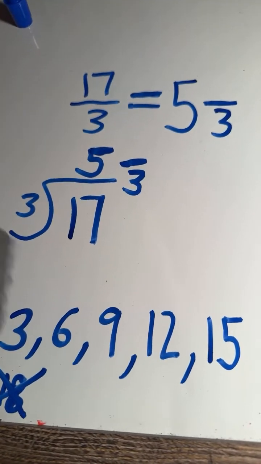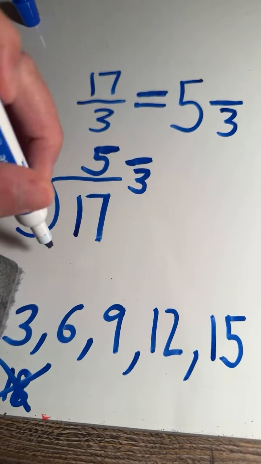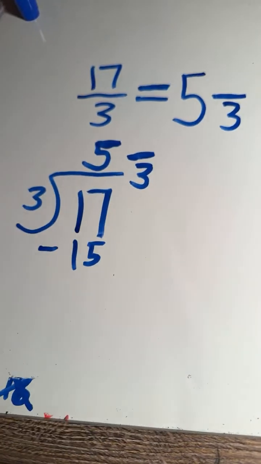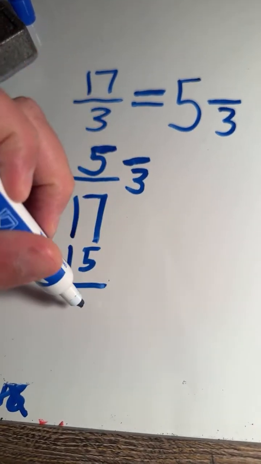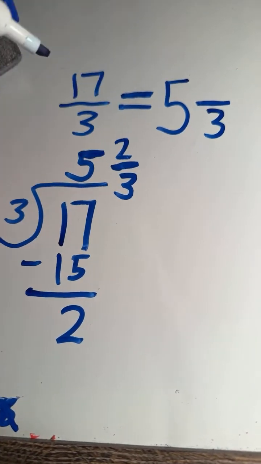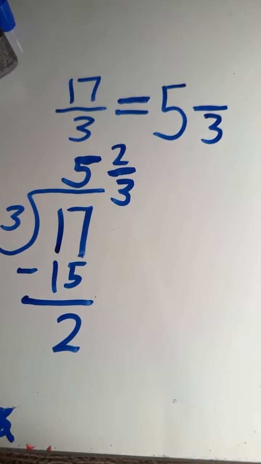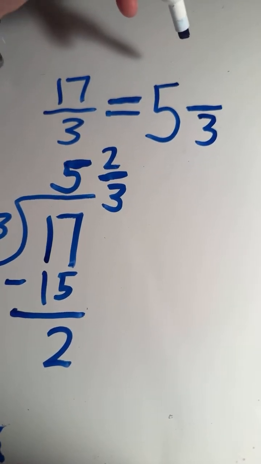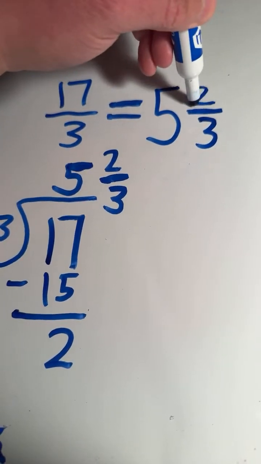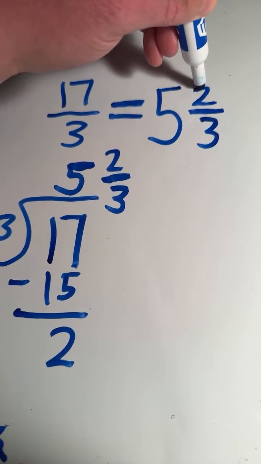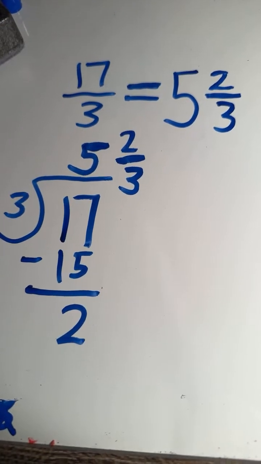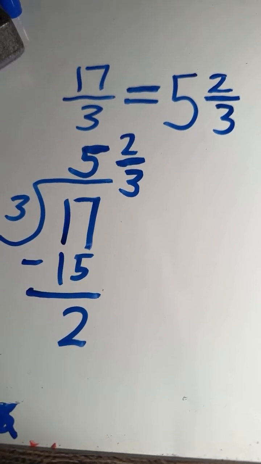So the closest I could get to 17 without passing it was 15. So that's what we have to subtract to find our remainder. Our remainder is our numerator here. So 17 minus 15 equals 2. We have a remainder of 2. So 17 thirds, 2 is the numerator for our mixed number. So 17 thirds converted into a mixed number equals 5 2/3.